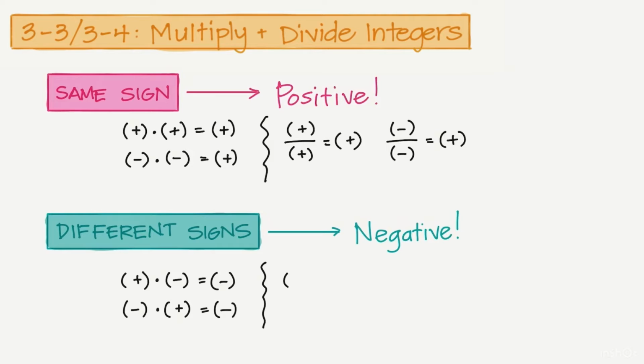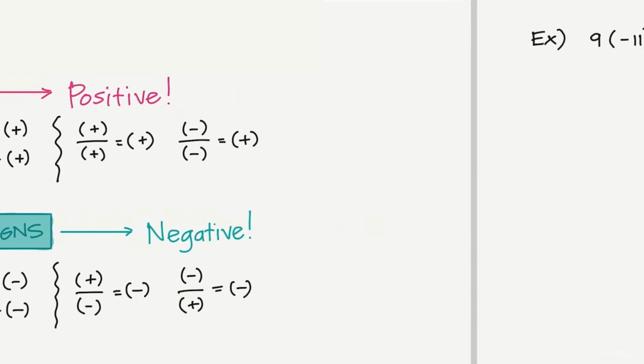And the same goes with division. If you start with a positive and divide it by a negative, it's going to give you a negative answer. Or if you start with a negative and divide it by a positive, it still is going to give you a negative number. So let's just do a few examples and then we will be done.